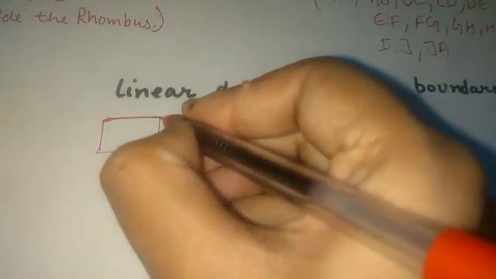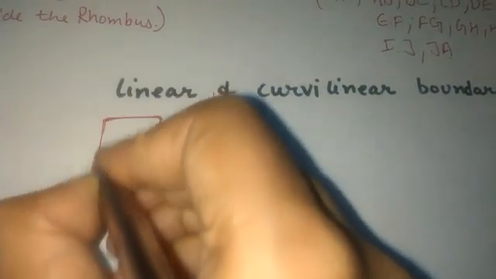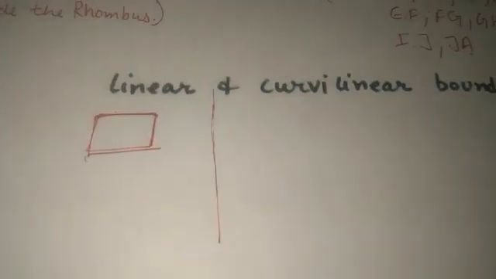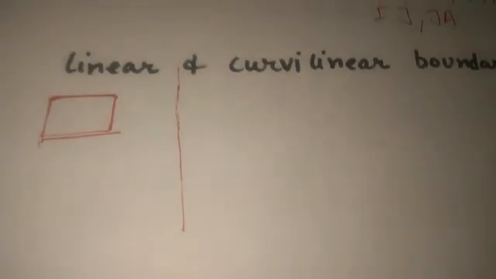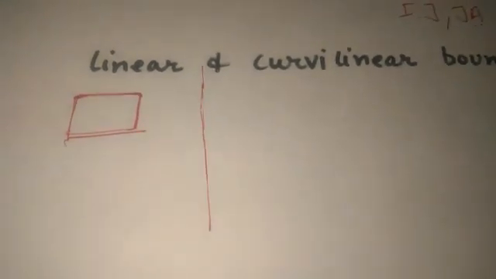This is a linear figure. This is also a linear line. This is also linear. This is also linear. This is also linear. Any figure that is formed from a straight line, that is known as a linear boundary.